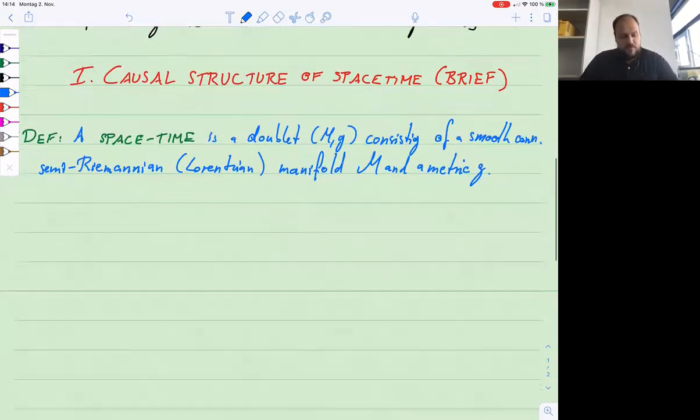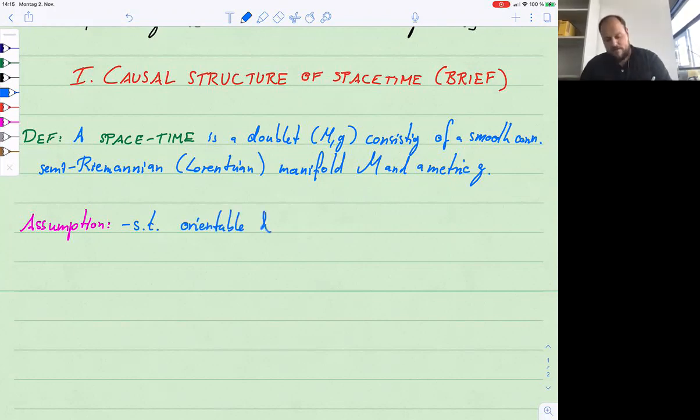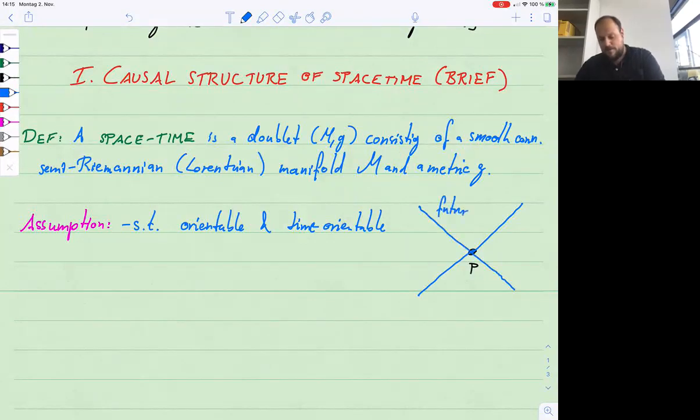Probably you all know that. And we will assume the following global properties. This is now my abbreviation for space-time. So space-time is orientable. Orientable means I can form normals to surfaces, and time-orientable. This means that I can divide the space-time into future and past. So that means we can define light cones, and we can define curves like this. This is future directed and this is past directed.